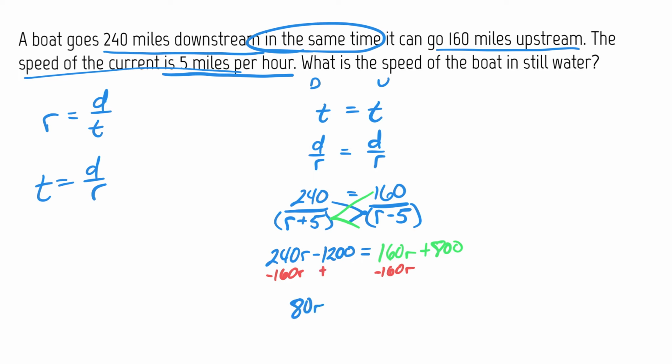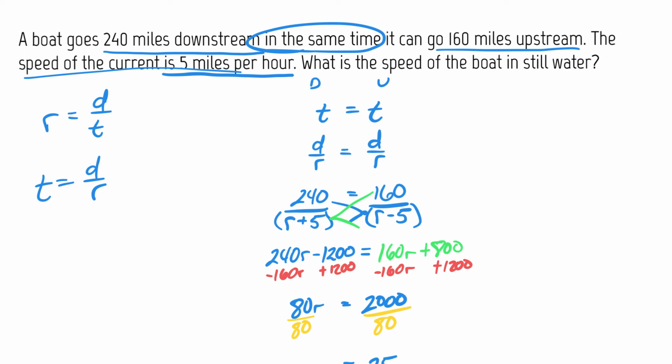And then move the 1200 to the other side, equals 2000. We divide both sides by 80. What would our rate be? So our rate would be 25.